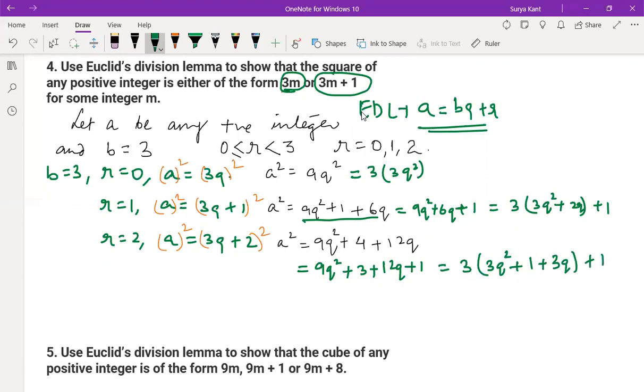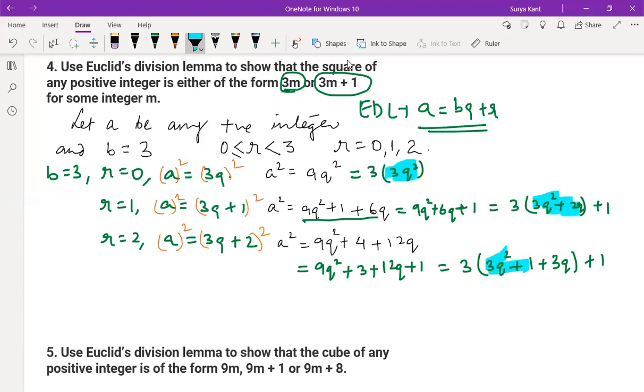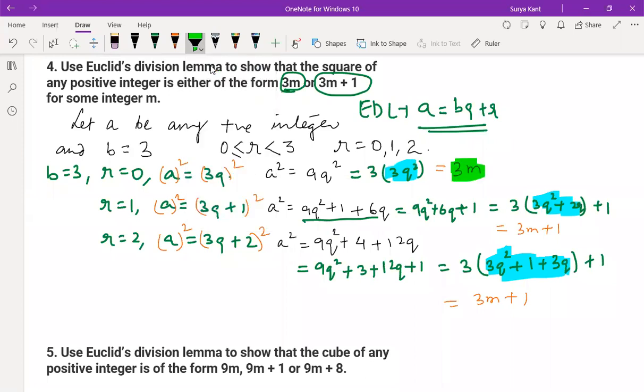So see, we have to bring it into which form? 3m or 3m plus 1 form, right? So this we can write as m, and this whole thing we can write as m. m is nothing but any integer. So instead of this whole part, you can write m. So we can write 3m here, and 3m plus 1 here, and 3m plus 1 here. So for the square of any positive integer, we are getting the form 3m or 3m plus 1.